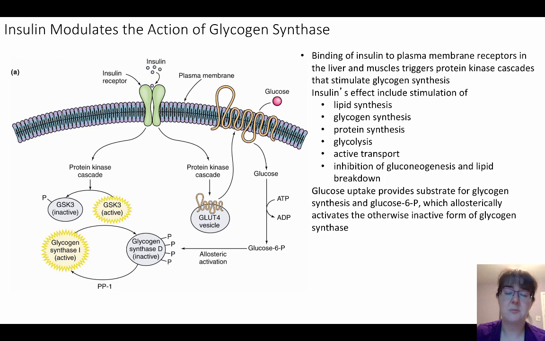It's also going to affect more than just this though. So while insulin is stimulating glycogen synthesis, it's also stimulating lipid synthesis, protein synthesis, glycolysis, active transport. That's what the protein kinase cascade and that GLUT4 vesicle is. It's showing that active transport. And inhibition of gluconeogenesis and lipid breakdown. So insulin's coordinating a lot of different things all at the same time. So that uptake of glucose is going to provide that substrate for your glycogen synthesis and that glucose 6-phosphate, which will allosterically activate the inactive form of glycogen synthase. So everything about this is aimed at creating glycogen.